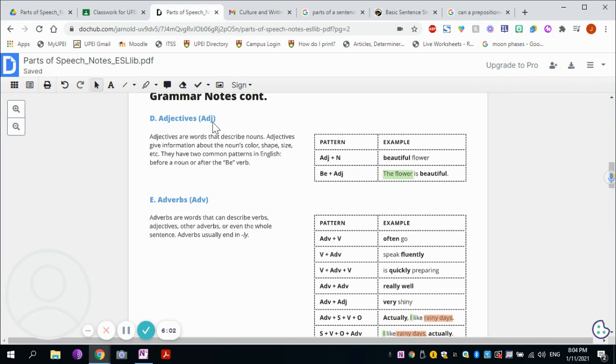Adjectives, or ADJ. Adjectives are words that describe nouns. Adjectives give information about the noun's color, shape, size, etc. They have two common patterns in English. They can come before a noun or after the be verb. So our patterns over here are an adjective plus a noun, as in a beautiful flower, or be plus an adjective, as in is beautiful. The flower is beautiful.